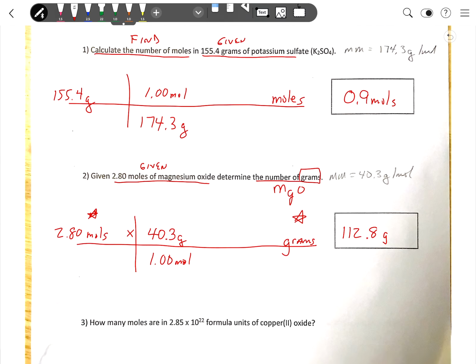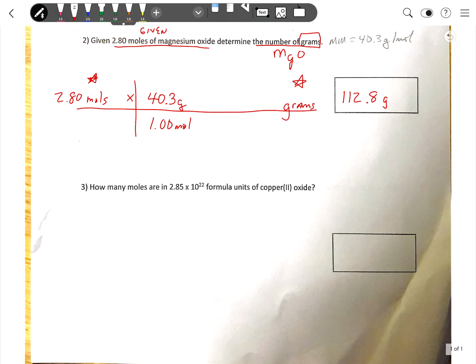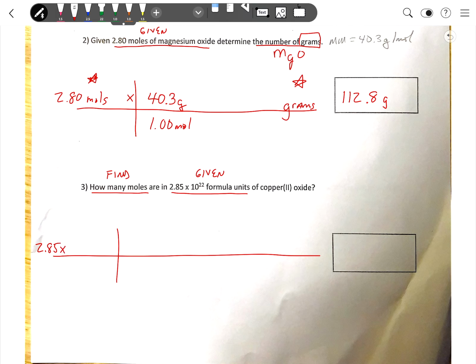Okay. The third one, how many moles are in 2.85 times 10 to the 22nd formula units of copper(II) oxide? So let's write down what we have to find. We have to find how many moles, and we were given 2.85 times 10 to the 22nd formula units of copper(II) oxide. So again, we have to write down our T-chart like so. Write down what we were given, and that was 2.85 times 10 to the 22nd formula units. Okay, and we have to find moles, which is our unit down here.